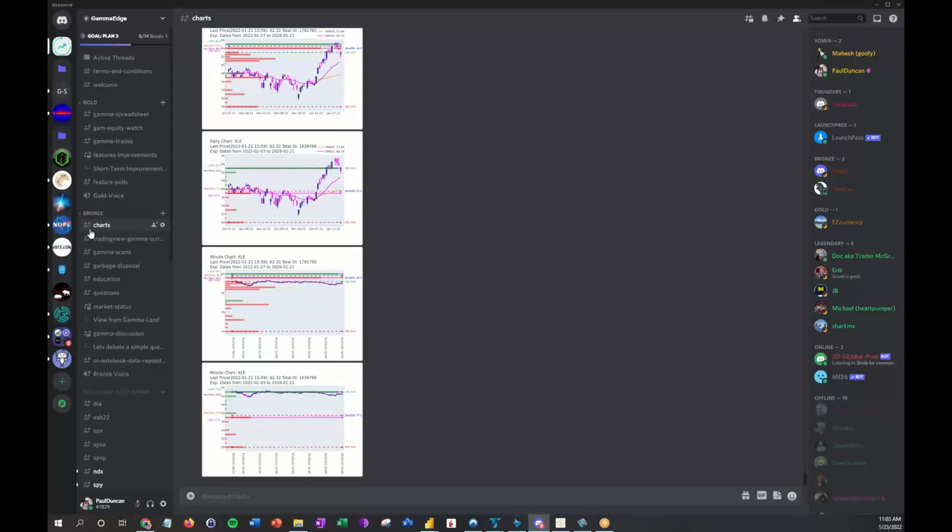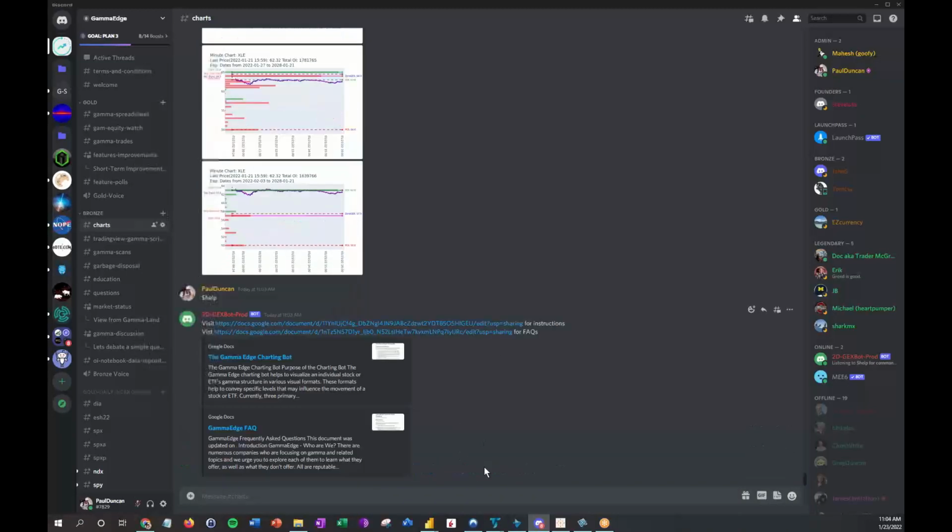The charting bot is located in the bronze section, and if you are a gold or a bronze member, it is available to you. There are a number of commands that are available, and if you type help at any command line, you'll be taken to effectively what are Google documents that we update in quasi real time, and the charting bot document will walk you through all of the details in greater detail than I'm going to do here today. So I would urge everyone to be familiar with that.